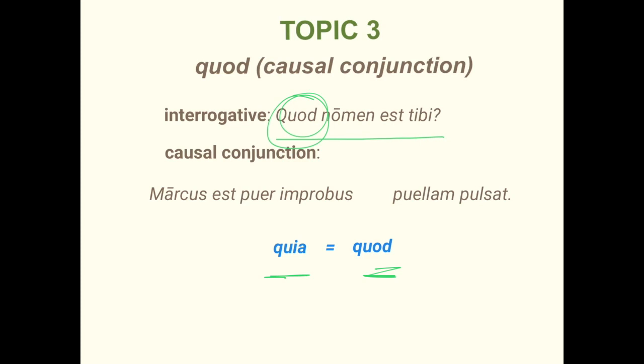So, for example, if we wanted to say Marcus est puer improbus, quia puellam pulsat, that would look very familiar. In this chapter, however, we'll see this. Marcus est puer improbus, quod puellam pulsat, and they both express essentially the same idea.